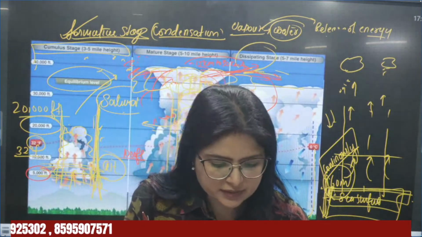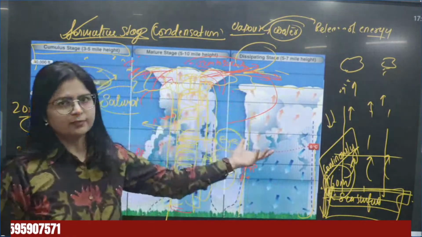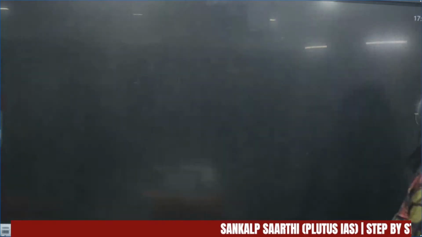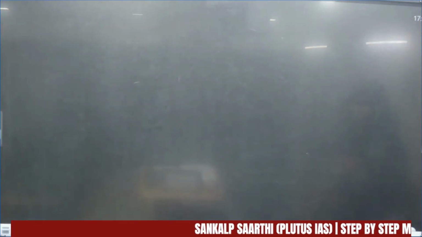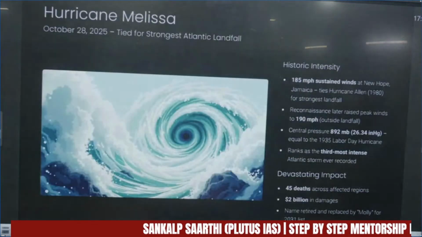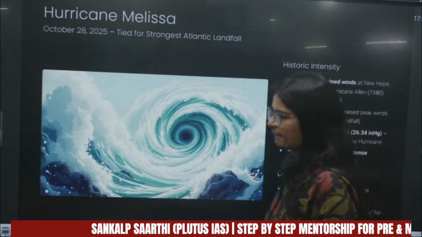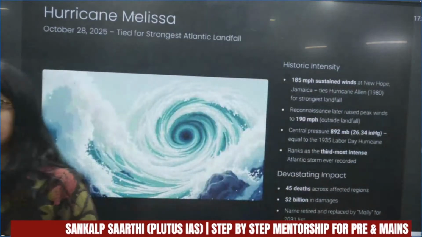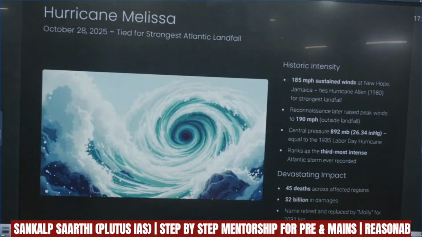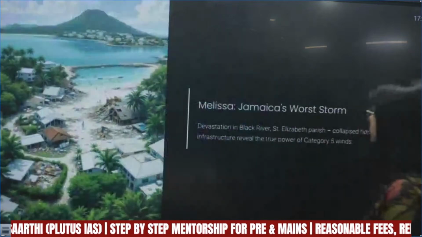So we are not discussing the intensification and mature stage as of now, because you have to write more in that. So let's discuss some of the examples of cyclones and typhoons which have occurred recently in 2025. So this is Hurricane Melissa, which has come in Jamaica. There is another which is there. I'll be discussing all of these examples.